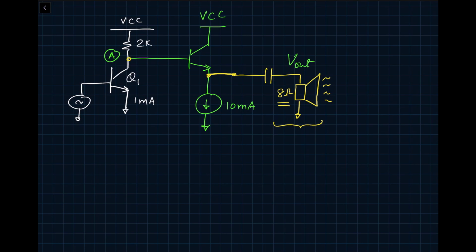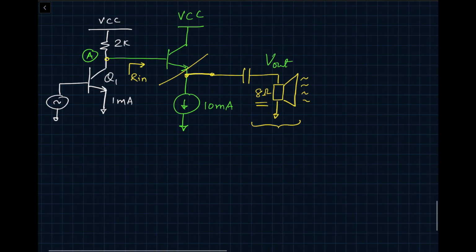So from the previous analysis, the first thing is if we look at the resistance at node A here, R in, that is given by whatever is the resistance connected at the emitter, multiplied by beta of the transistor. So we can say that R in is given by R pi 2 plus beta times RL. In this case, beta is 100 and RL is 8 ohms. What is R pi 2? R pi 2 is beta divided by GM2.